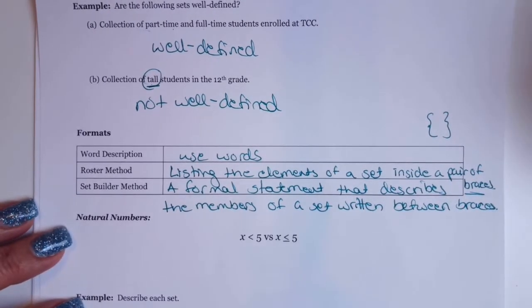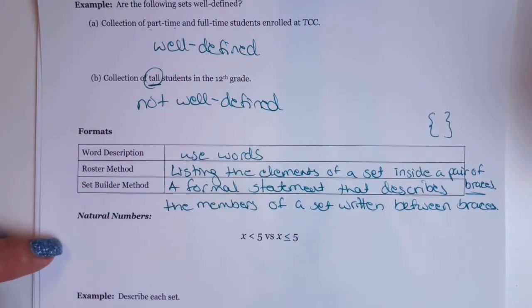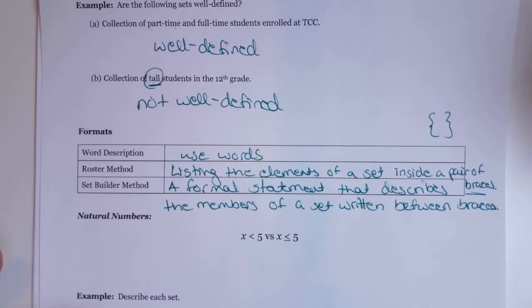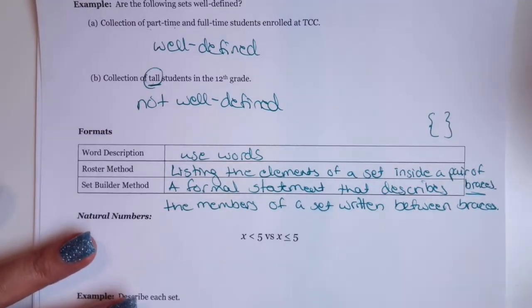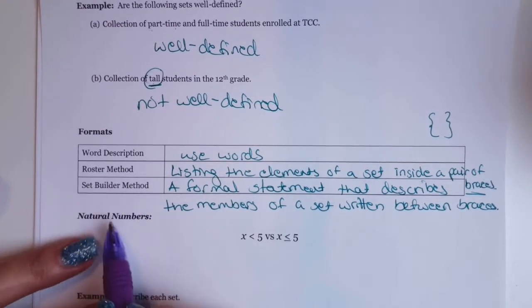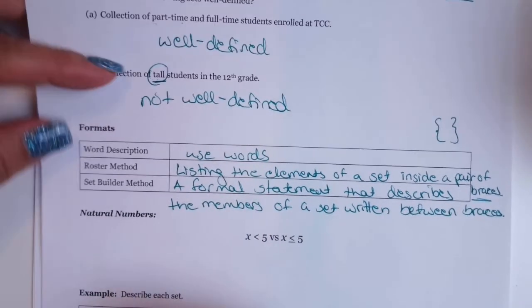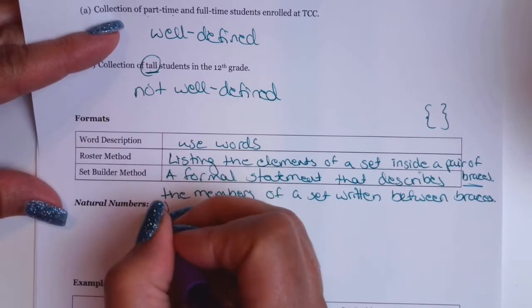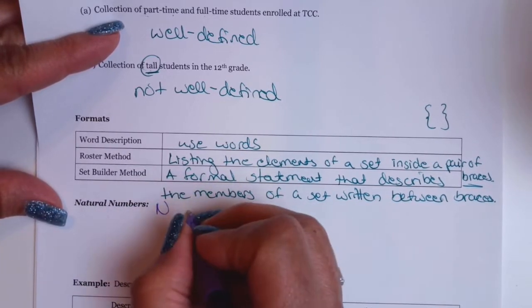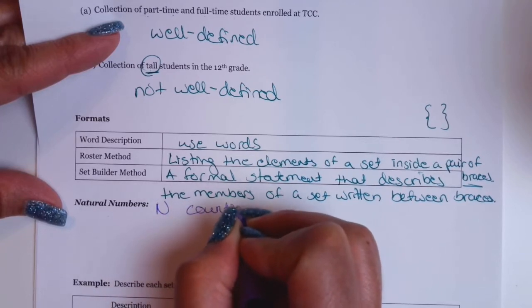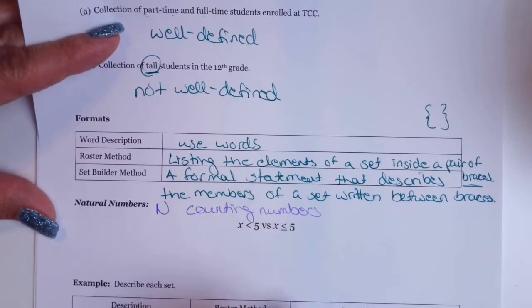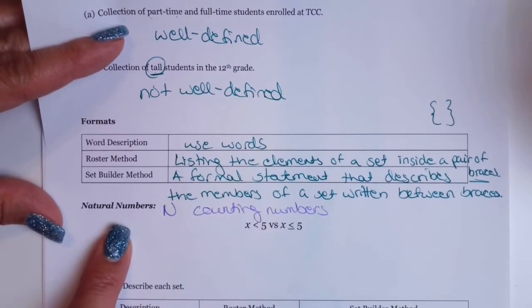Okay. So like I said, these are just a description or definition of what each of these formats are. We're going to look at examples. First, before we do that, we're going to define natural numbers. Natural numbers, their symbol is a capital N, and they are what's called our counting numbers. So counting numbers 1, 2, 3, 4, 5, 6, 7, and so on. Those are our natural numbers.